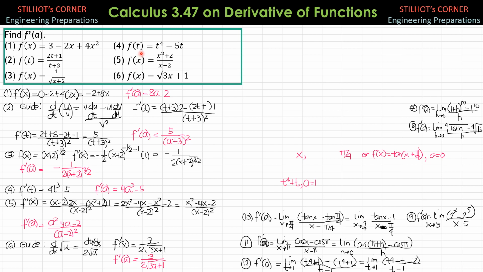Number 4, f prime of t is 4t cubed minus 5. Replacing t by a, so f prime of a is 4a cubed minus 5.